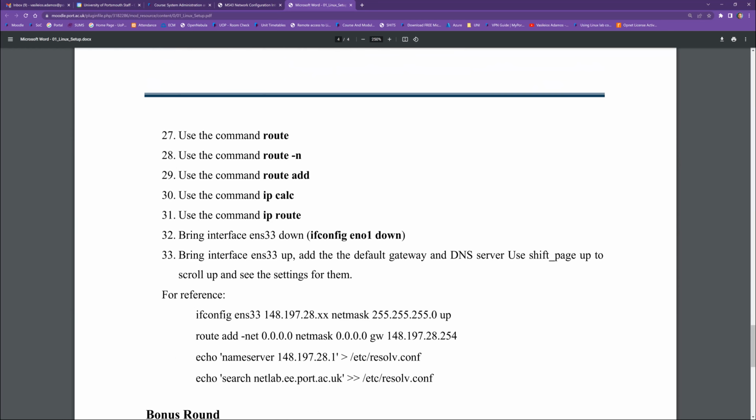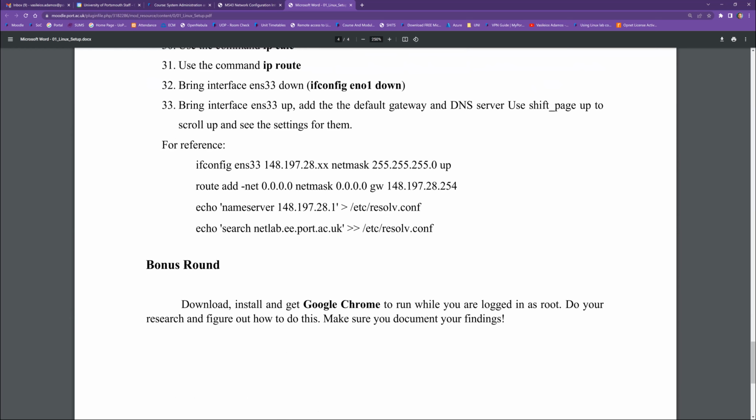And once you go through all of these, then there's an additional task in the end. So it's download, install, and get Google Chrome to run while you are logged in as root. The system by default won't let you. So you need to figure out why and how, and you need to document your findings. Okay, so you can't run Chrome when you're logged in as root unless you do something. So I want you to figure out what that something is that you need to do and sort it out so that it works. Okay, so this is the lab sheet that you'll have to do the first week that you come into the lab.